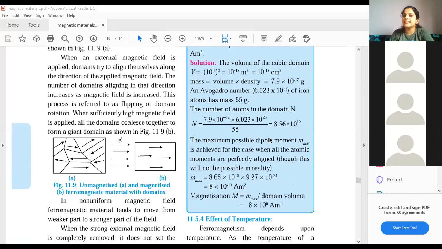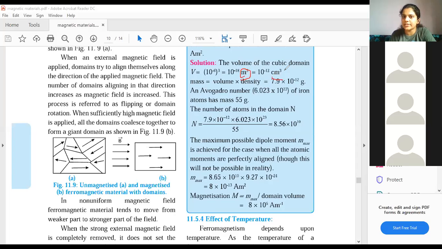First thing they have done is find the volume of the cubical domain. We know the side, that is 1 micrometer, so we can find the volume. It will be side cube for a cube. So you can see here 10 raised to minus 6, raised to 3. This is in meter cube, it's volume. Please see to it that you write the units and everything properly.